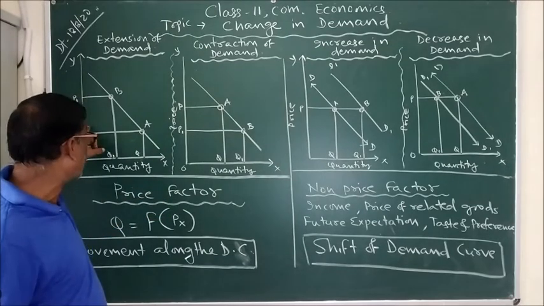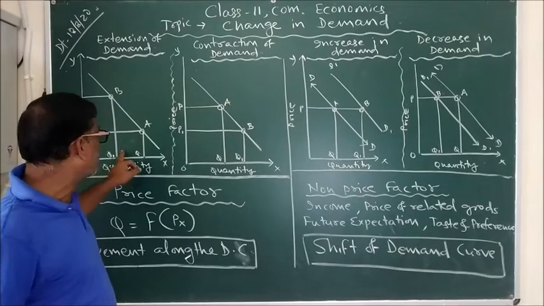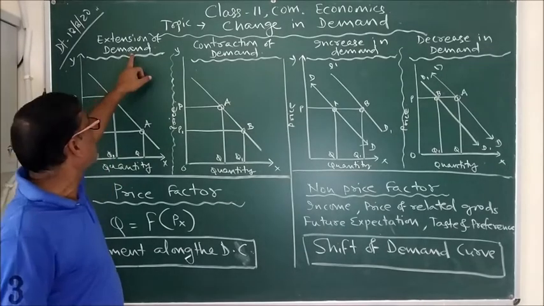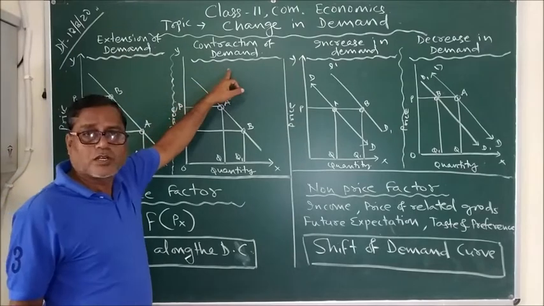Because the price is falling, according to the law of demand, the quantity demanded is increasing. This is called extension of demand. And now come to contraction of demand.